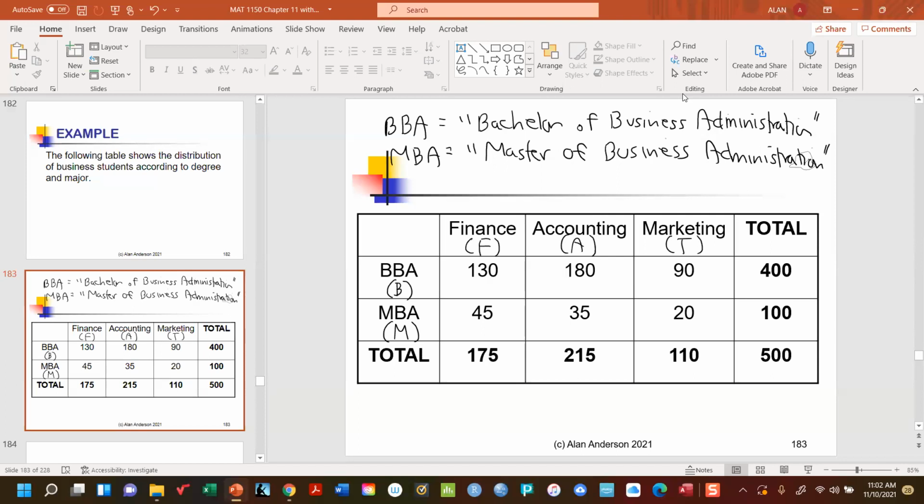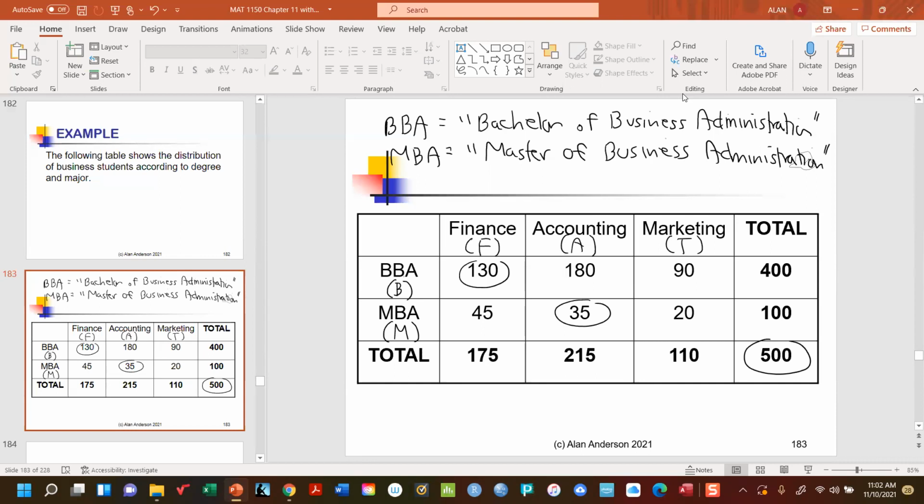And we're going to use these letters to help us calculate probabilities throughout this section. And so these numbers tell us how many people fall into these different categories. For example, this tells me that out of the total business school enrollment of 500, there are 130 students who are getting their bachelor's degrees in finance. Okay, how do I know? Because this is at the intersection of the row that contains the bachelor's degree students and the finance majors. And then, for example, here, I see that there are 35 MBA students who are majoring in accounting.